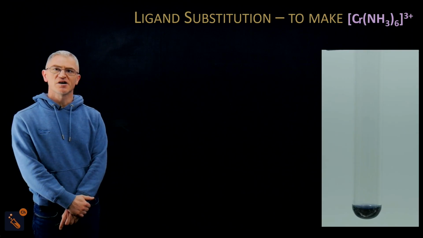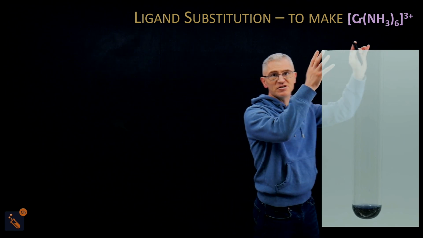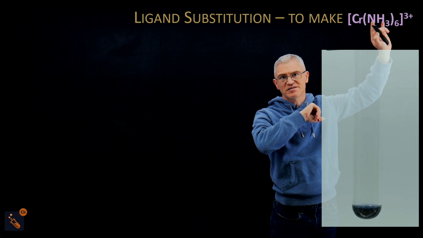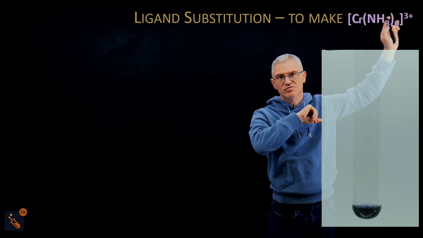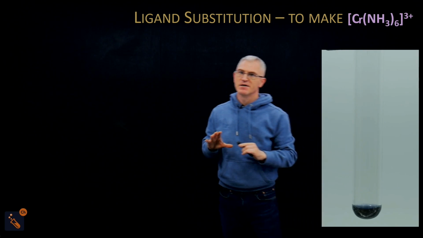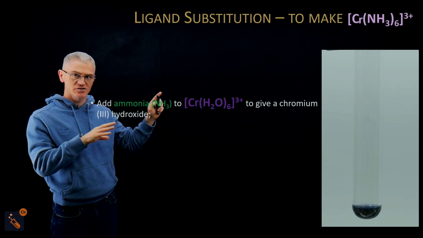So in this one, we're going to do another ligand substitution, but this time to make chromium hexaammine with a 3+. Now the 3+ is outside the bracket. Inside the bracket is 6 NH3s. They're all neutral, which means it's 3+ outside. Chromium must be 3+. Okay. Now we're adding ammonia, a little bit of ammonia again, to make this.